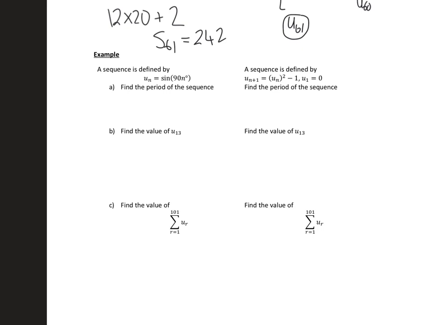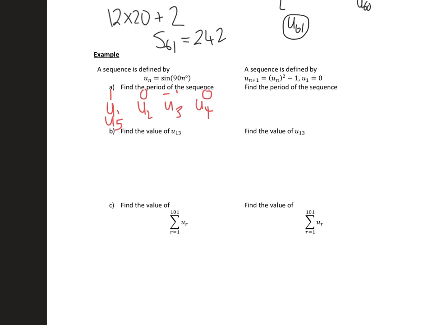So first one, find the period of that sequence. Well, if I sub in 1, I get sine 90, which is 1. If I sub in 2, sine 180, which is 0. U3, sine 270 is minus 1. U4 gives me sine 360, which is 0. And if I sub in U5, I get sine 450, which is 1. So I've got back to 1 there.